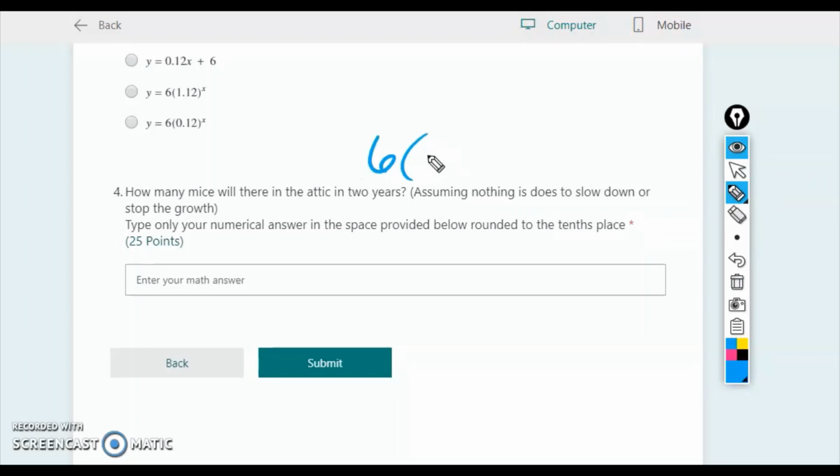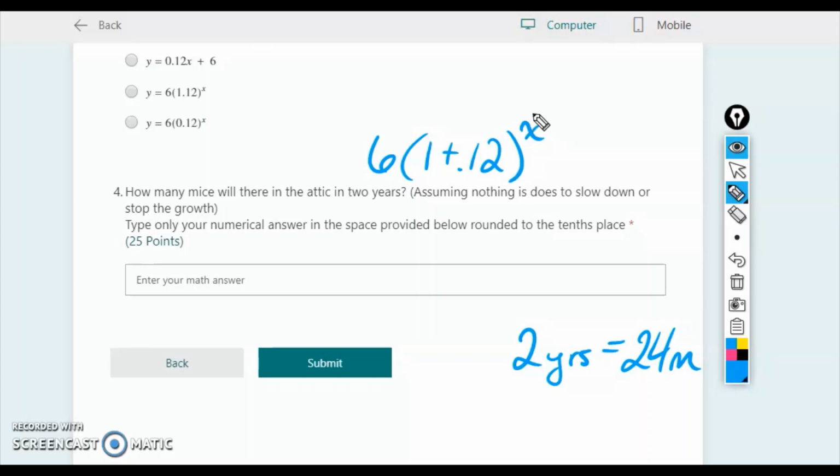So if you have 1 plus 0.12, you're just going to put this down 2 years. So for 2 years, that's the same thing as 24 months. And since we did it up here where x was months, you're going to put 24 right here. So type it in, just do 6 times 1.12 to the 24th. Figure out what this answer is, and make sure you round to the first decimal place because it says 10th place, and that is your answer.